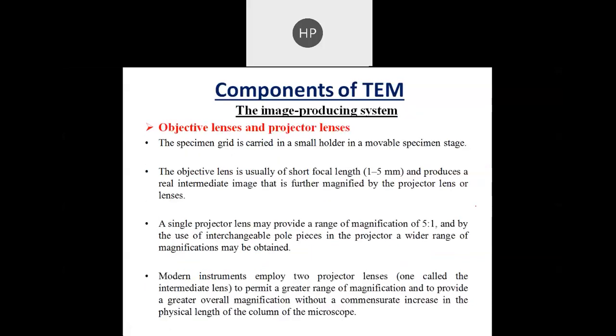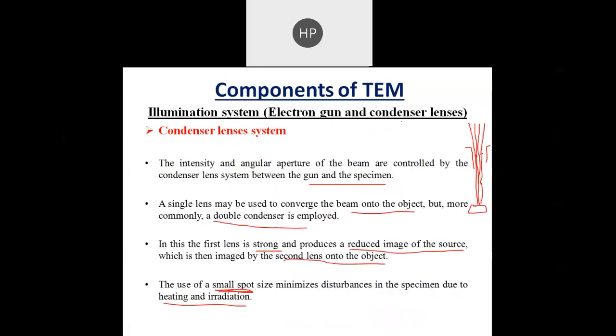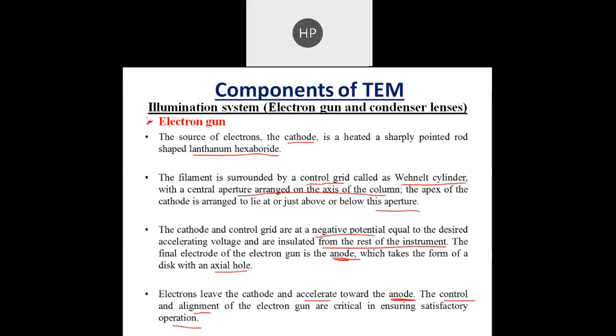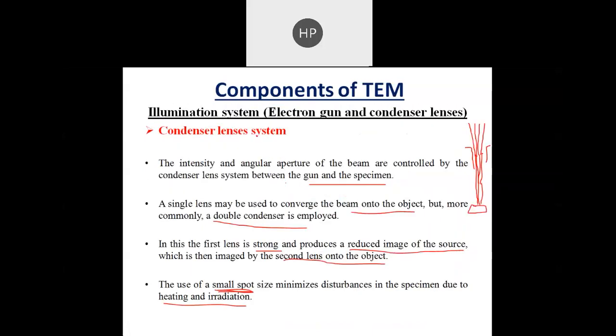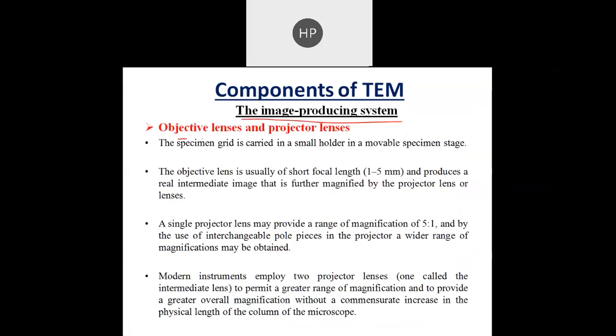Then second is the image producing system. First is the illumination system, okay, or as we talked earlier, that is the electron gun. So that is what we have discussed. Now second is the image producing system. Okay, so in the image producing system we have objective lenses and projector lenses.